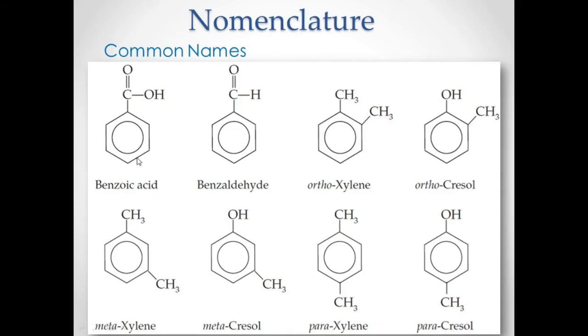You have your benzoic acid. It is an aromatic carboxylic acid because it contains a carboxylic group, which is COOH, and a benzene. So this is what we call a benzoic acid. You have your benzaldehyde, a benzene that contains an aldehyde group, which is C double bond O H. That is what we call a benzaldehyde. Then we have also an orthoxylene, which contains two CH3 groups that are adjacent to each other.